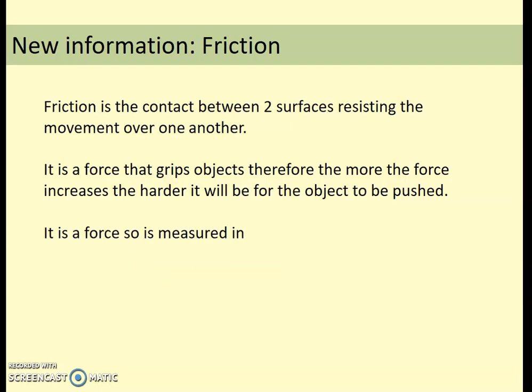Okay, so we've looked at the formula for speed, now we're going to look at friction. As one of the facts says, it's two surfaces that resist the movement over one another. So if you try and rub your hands together, it's quite difficult, you really have to push, and it's the resisting of each palm on the top of each other. So it's a force that will actually grip the object. If you apply more force, it's going to be harder for the object to be pushed. So if you apply more force to your hand, it's actually harder.